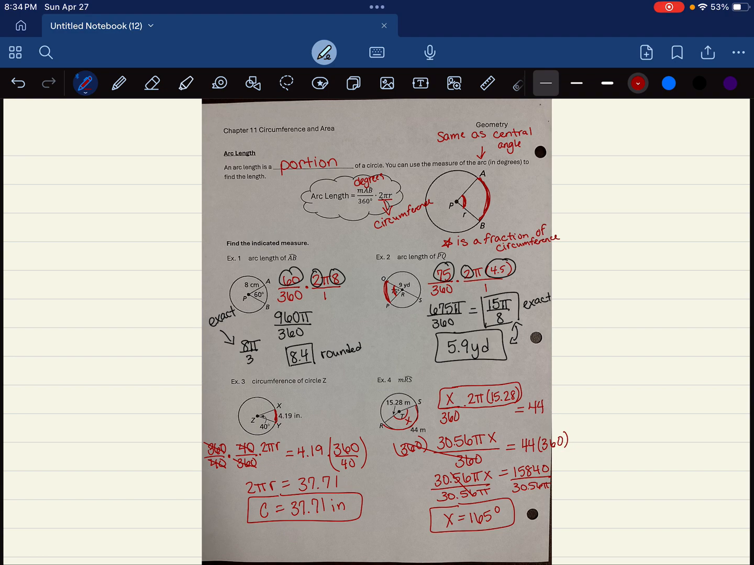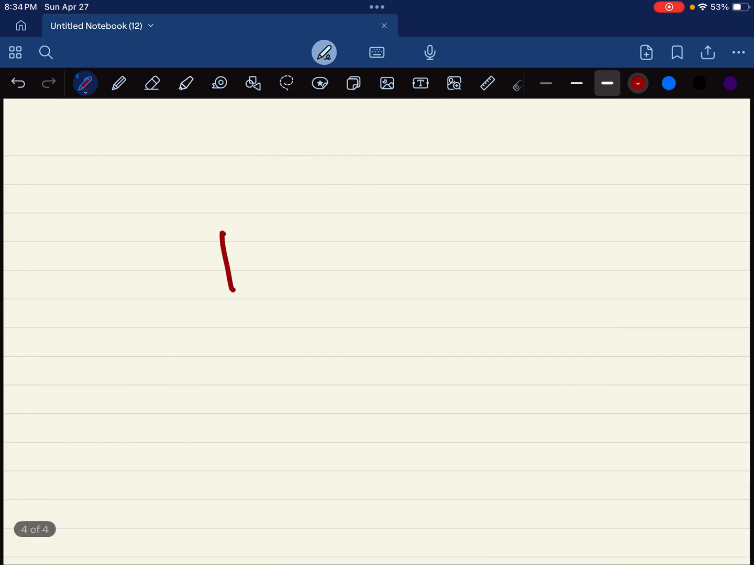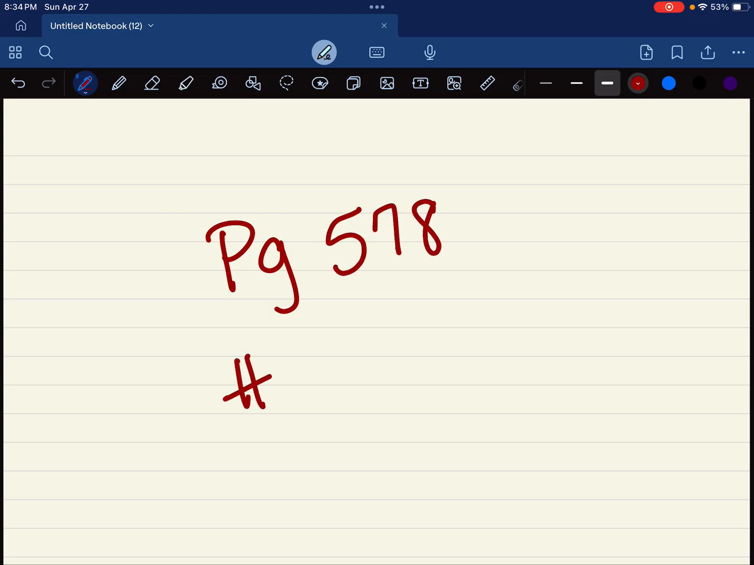We do have a few problems that you're practicing in the book today. You're going to be on page 578. We're just doing numbers 1 through 7 and 41.